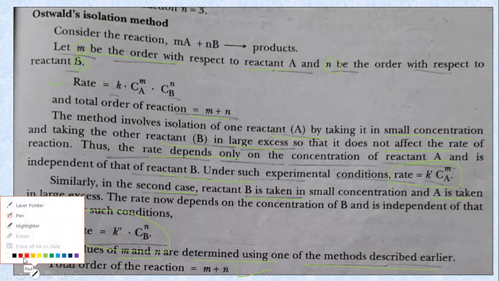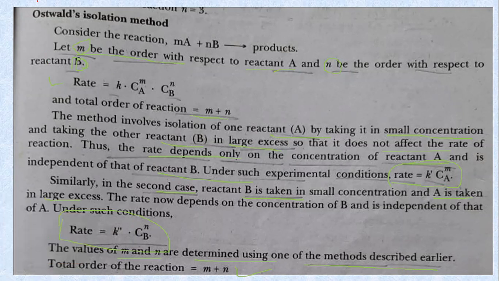Hello students, in this lecture we are going to see the last method to study the order of reaction. This method is the pseudo-order isolation method. This is the fifth method by which we are studying the order of reaction. Here we are considering one general reaction: m moles of A and n moles of B give the product.